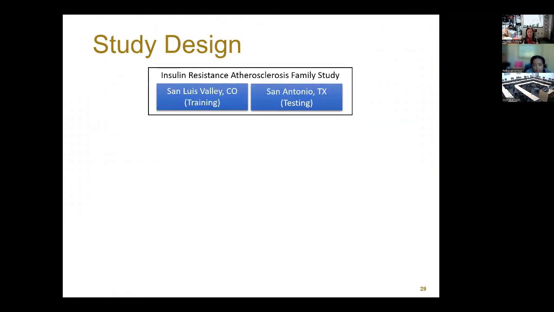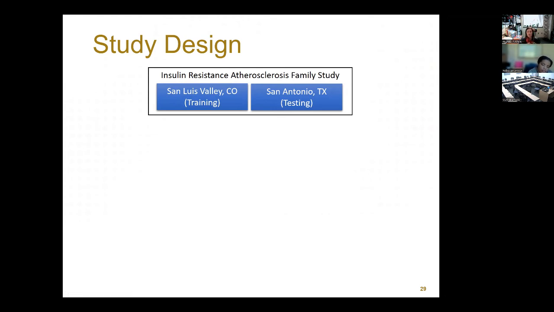So I'm just going to take that first iteration. The IRAS family study Mexican-American sample consisted of identically ascertained and examined participants from the two recruitment sites. Those were San Luis Valley, Colorado, and San Antonio, Texas. And these samples were approximately equivalent in size. So we just arbitrarily decided that San Luis Valley would be our training set and San Antonio, Texas would be our testing set. And that allowed us to keep our pedigree structures intact.